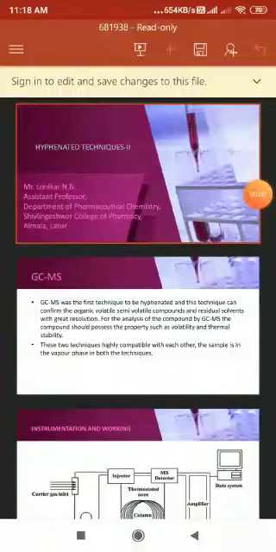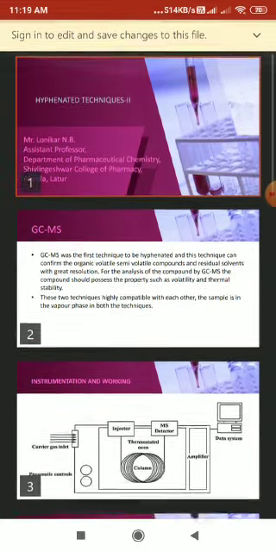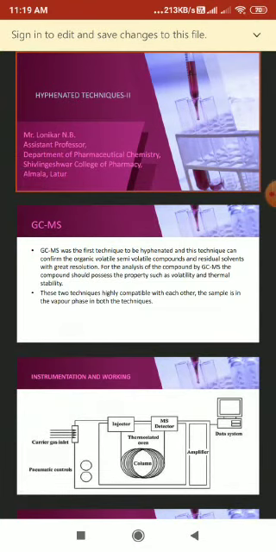Now we have seen the second part of hyphenated techniques. As per our syllabus, three hyphenated techniques are described. First GCMS, second LCMS, and third LC-NMR. Now, firstly we have seen the GCMS hyphenated technique.